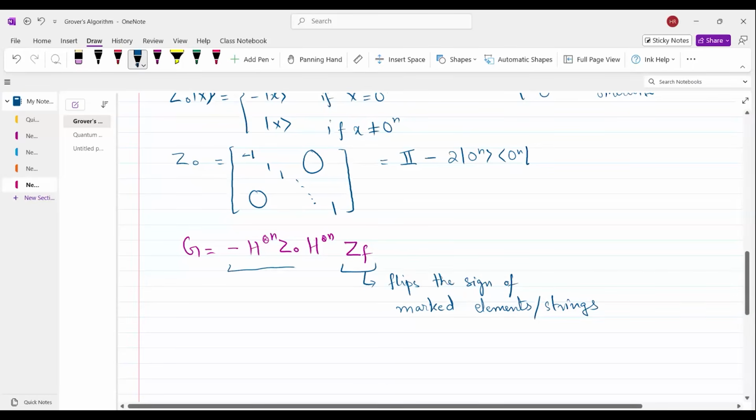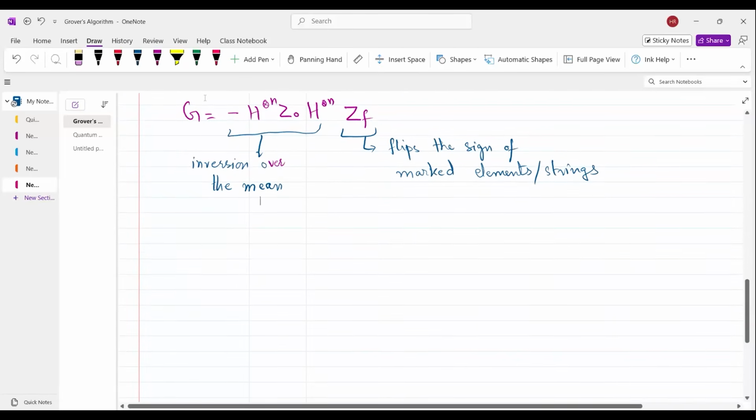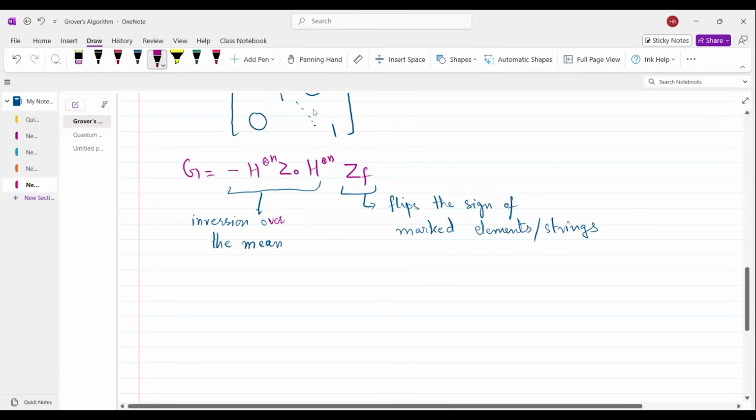And where else, this part ensures that we have inverted all the elements over the weighted mean. So this will provide inversion over the mean. And we will get back to it later on, what exactly do we mean by inversion over the mean, right? So first, let us go through these operations, how exactly we are applying this operator G.